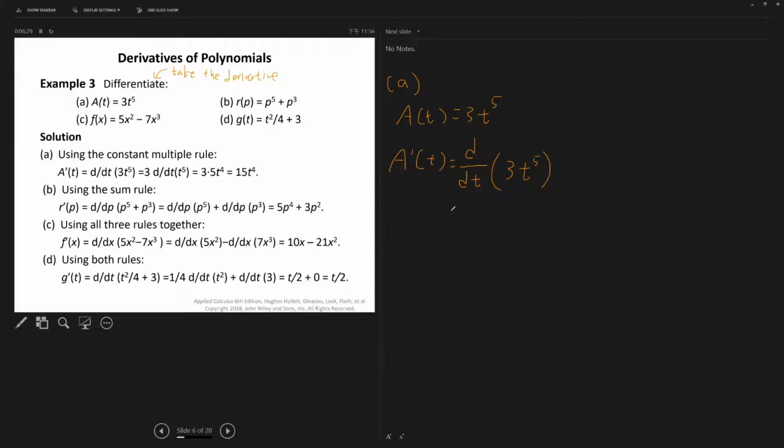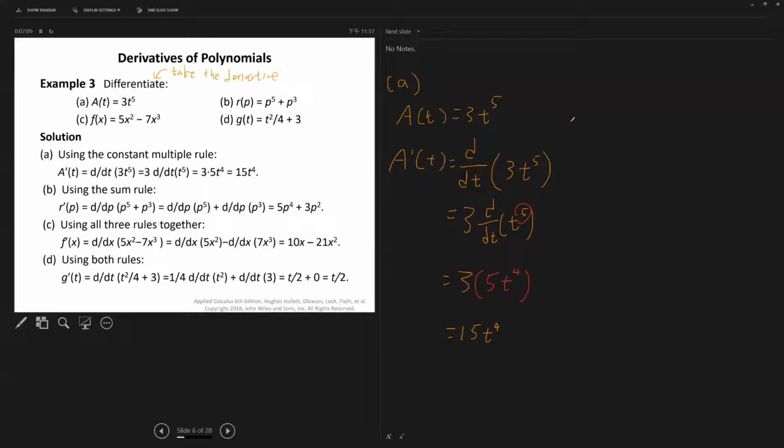Now from earlier, we know if we're multiplying by a constant, we can bring that constant and put it on the outside. So it's 3 times d dt of t to the 5th power. To take the derivative of a power function, all we need to do is bring down the power to the front, so 5, and then times t. Subtract the original power by 1, so 5 minus 1 will be 4. Then you can multiply the 3 back in here. So 3 times 5 will be 15, and then t to the 4th power.